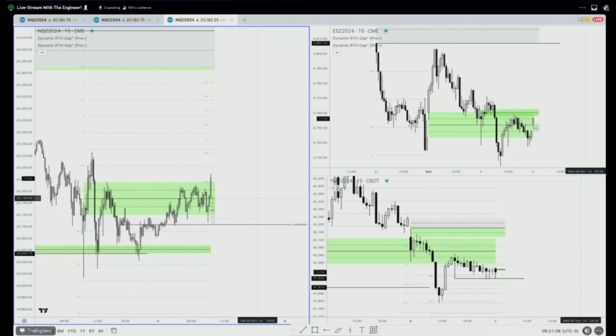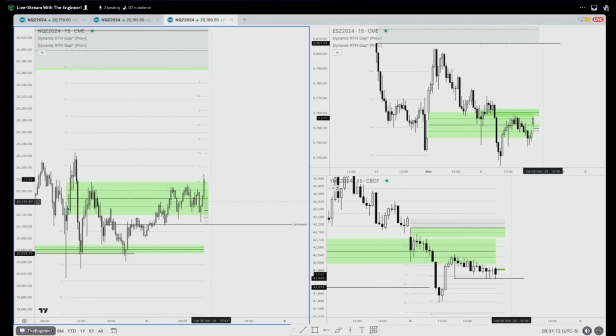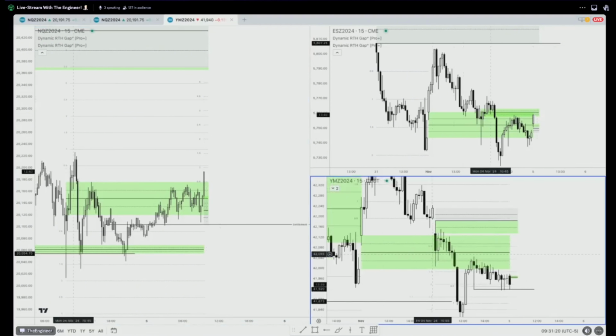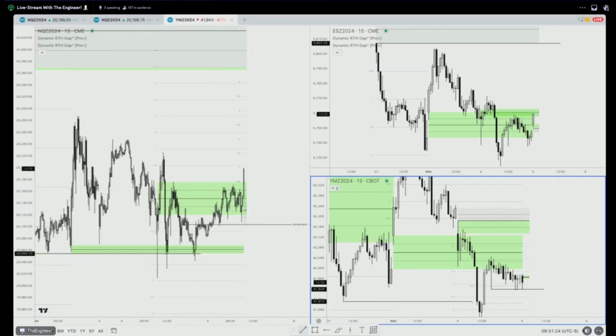Now note how we tap into the consequent encroachment into this Monday regular trading hours gap. We literally open inside of here. Now Nasdaq is moving higher. Remember the buy side liquidity, the relative.